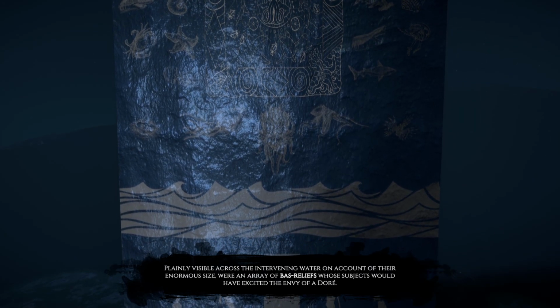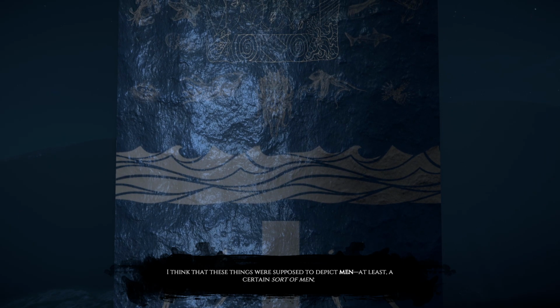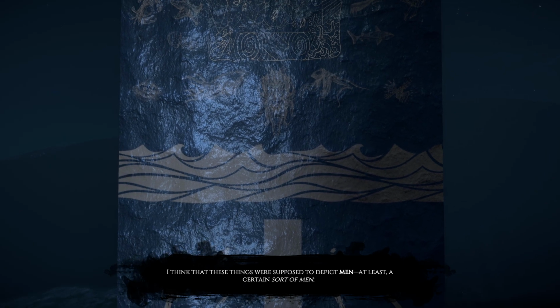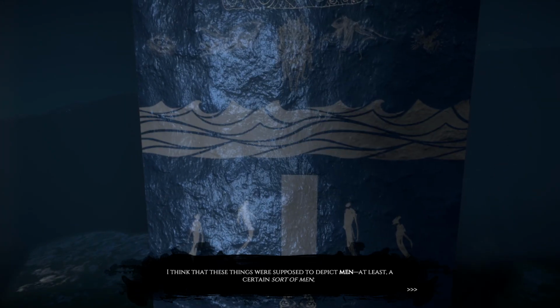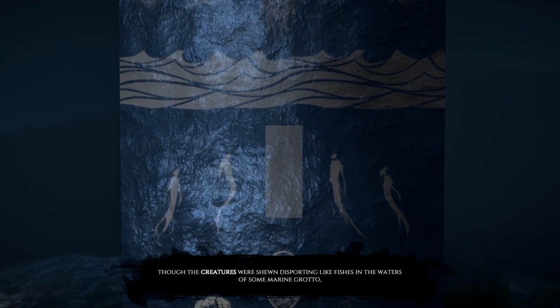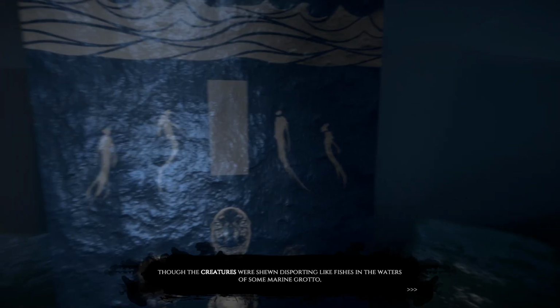Plainly visible across the intervening water on account of their enormous size were an array of bas-reliefs whose subjects would have excited the envy of a Doré. I think that these things were supposed to depict men, at least a certain sort of men, though the creatures were shown disporting like fishes in the waters of some marine grotto.